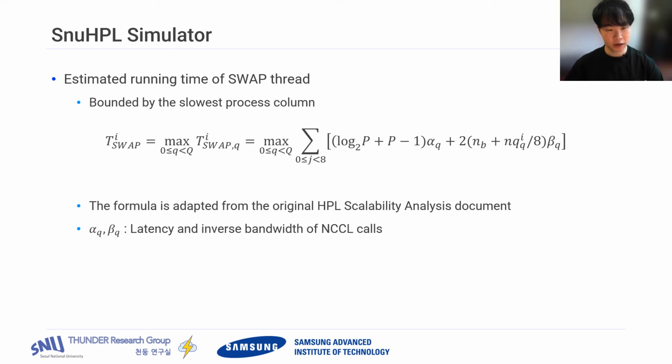In the formula, alpha q and beta q denote the average latency and inverse bandwidth of NCCL send and receive calls in process column Q. Note that the bandwidth depends on the data size and is estimated by the metrics in the profiler. The summation over j in the last expression represents that the swap thread in SnuHPL runs chunk by chunk for a total of 9 chunks. The formula ignores the first chunk because its size is much smaller than the other 8 chunks.